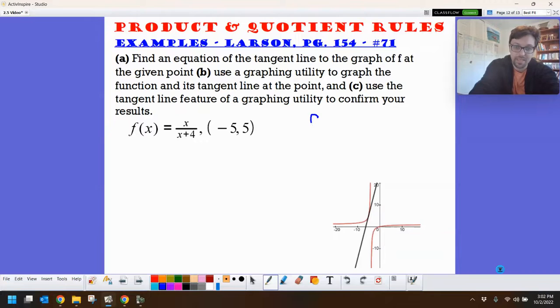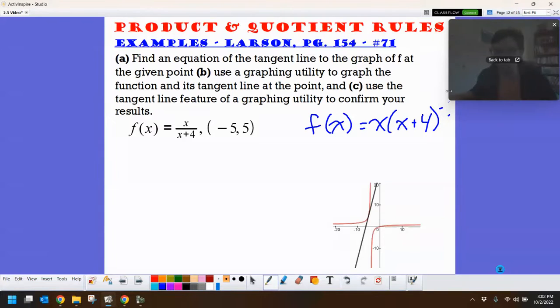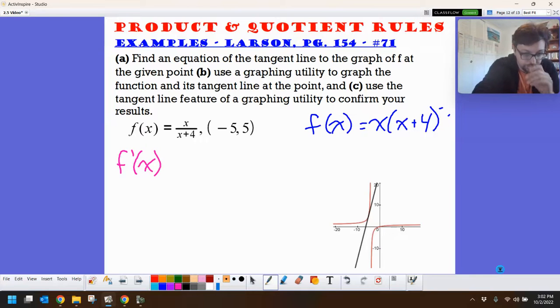I could make f of x be x times x plus 4 to the negative 1, and then do product rule. I could if I wanted to. I don't want to. I would rather do one with quotient in this case. It's a bit of six of one, half a dozen of another. You decide the one that you like better and you just go with that.